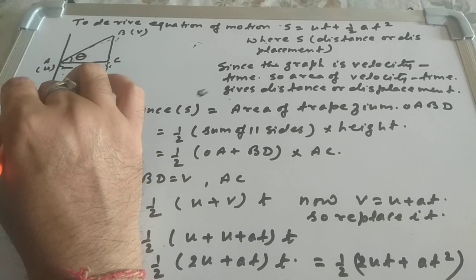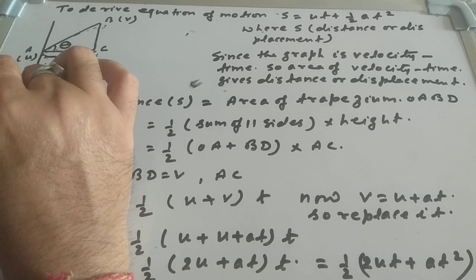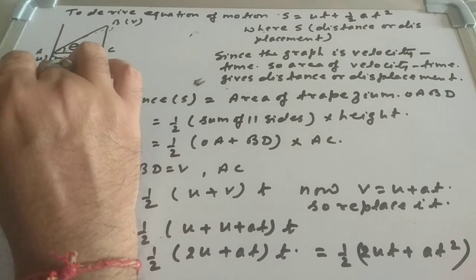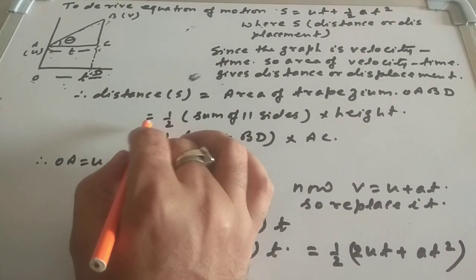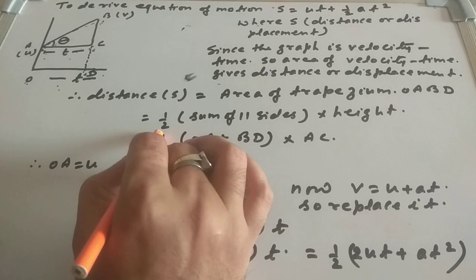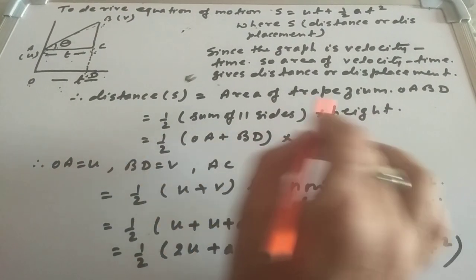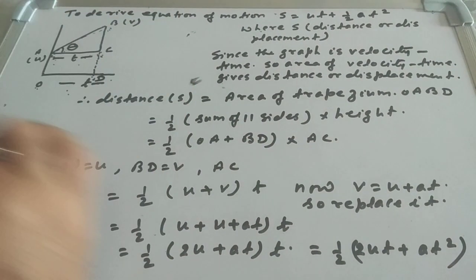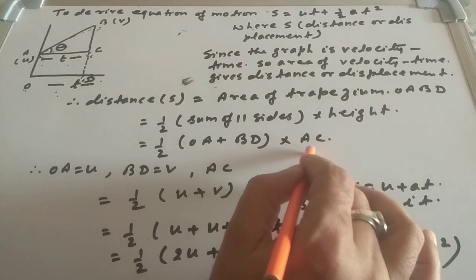Now see, what is the area of the whole figure? That will be the area of trapezium OABD. All of you know that the area of a trapezium is 1 by 2 times the sum of the parallel sides into height. What are the parallel sides? The parallel sides are OA and BD. So I have written here 1 by 2 (OA plus BD) into AC.